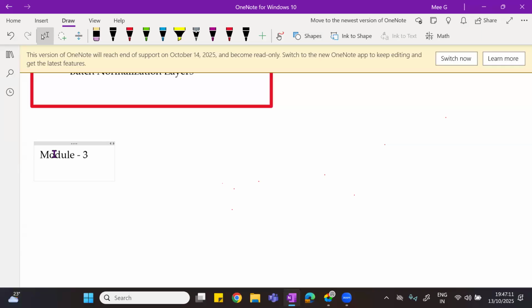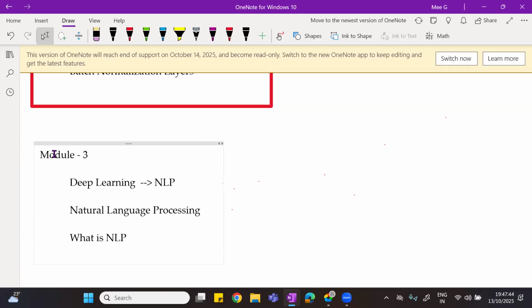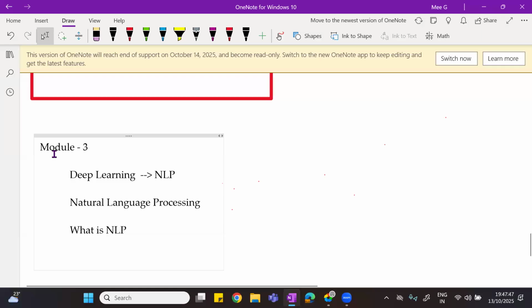Okay. Module 3. Here I will give it as deep learning NLP. Now, NLP is again a part of deep learning, which stands for natural language processing. Now, what is NLP? This is very, very important from our future prospects, because from here on, we are going to take it forward.